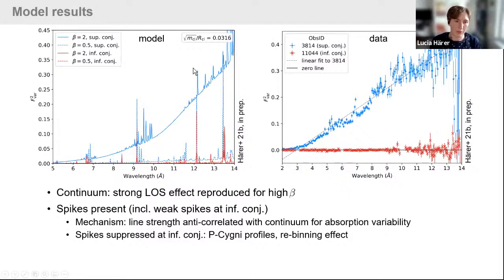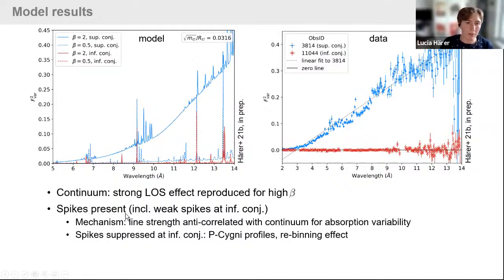There are also spikes present in the model, and also weak spikes at inferior conjunction, but there are several effects that can suppress the variability in the data that are not accounted for in the model. For example, that we see P Cygni profiles at inferior conjunction, and also that we had to rebin the data to gain enough signal to do the analysis.